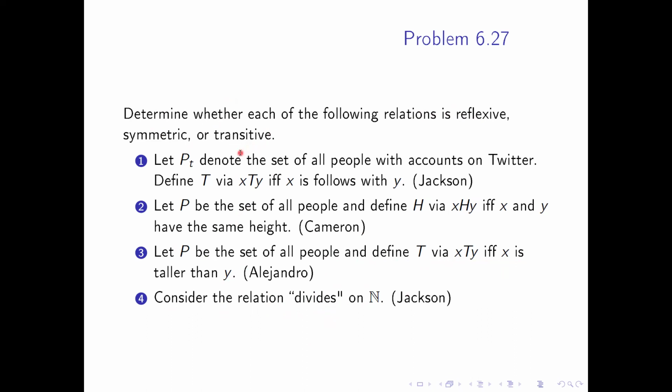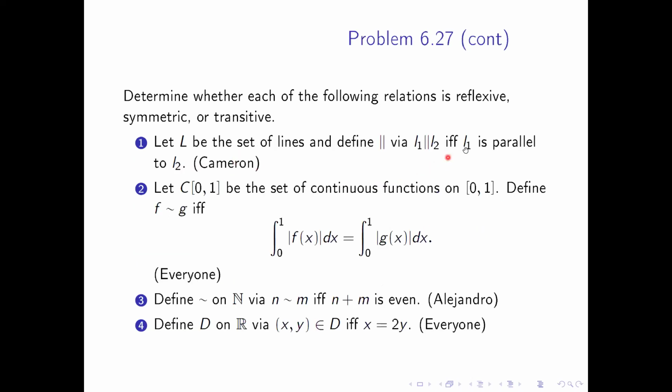It could be all three. It could be some combination of them. It could be none of them, to be honest. There are relations that fail all three. So you could have anywhere from zero to all three of these be possible. In the next group, Cameron, you have a set of lines where parallel is your relationship, and they're related if the lines are parallel to each other.